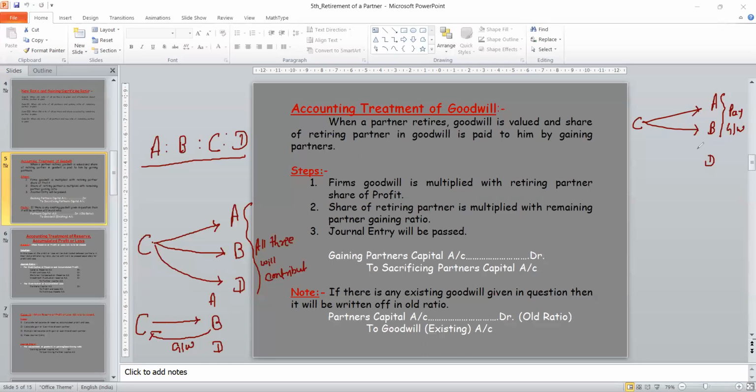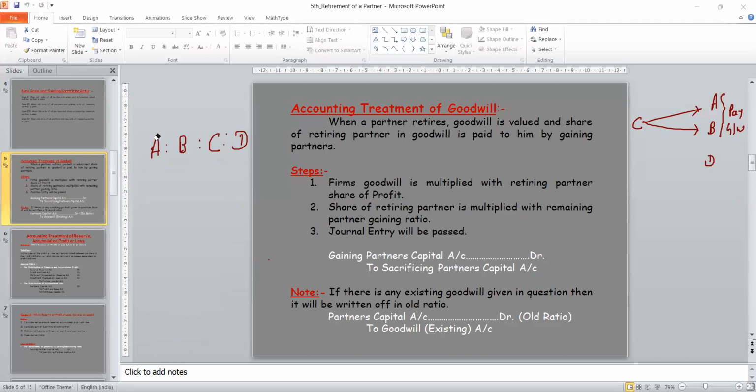So the partner who is getting the profit share of the retiring partner will pay the goodwill as compensation. So this is our goodwill concept. Now you can see the steps which we have to follow for calculation purposes.